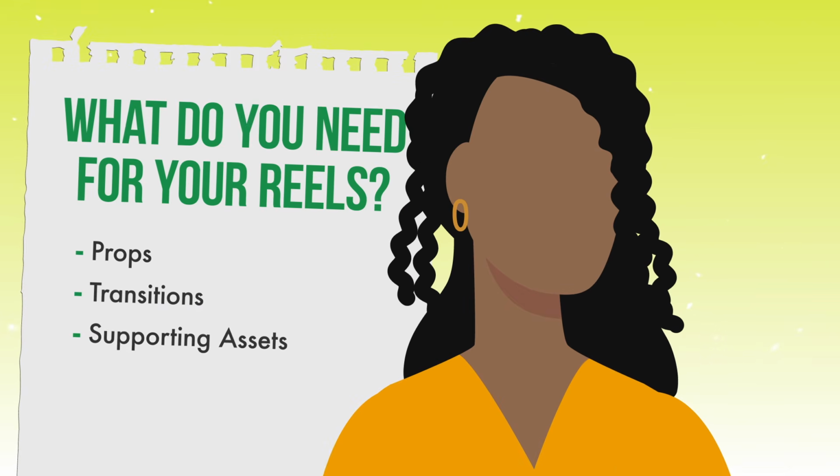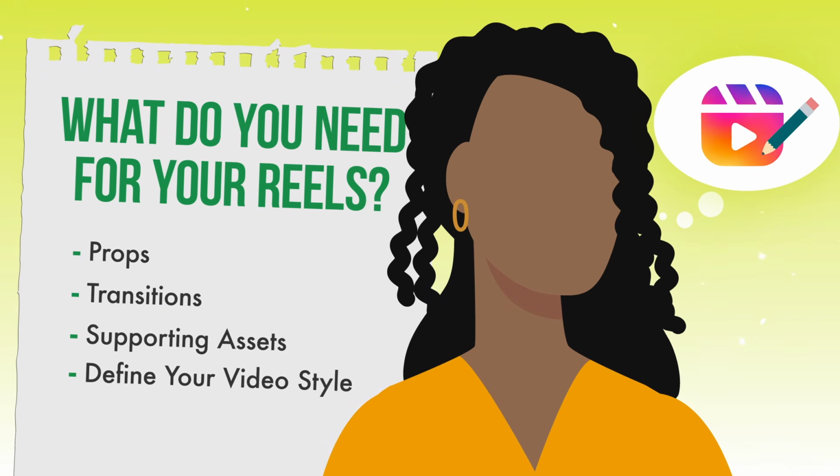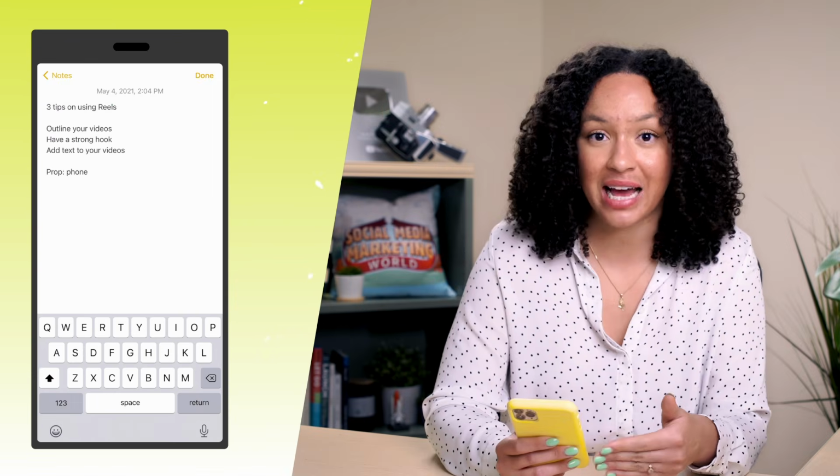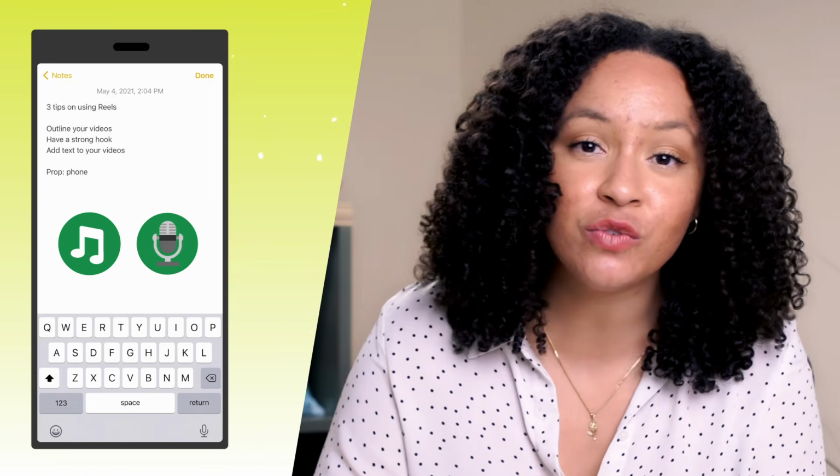This is also a really great place to outline what style of video that you're doing. So if I know that I'm using a specific audio, I'm going to reference that here. Or if I know that it's going to be a voiceover or a talking video, I'll really let myself know. So when I'm filming, I know where to go. This might seem super simple, but it's really going to be helpful, especially when you're batching videos or filming more than one video at a time.